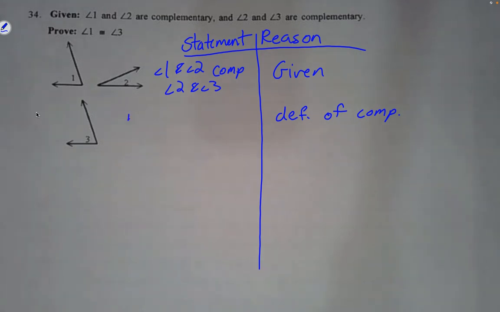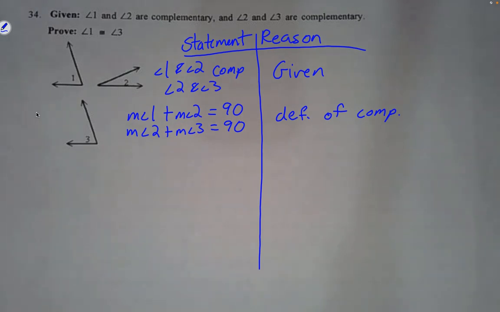I would write angle 1 plus the measure of angle 2 is 90, and angle 2 plus angle 3 is 90. Complementary. Yeah, I could write it all out, but since I know they were talking about complementary, I just abbreviate. Given and. So both of those go with the definition of complementary. They add to 90. Then what can I write?